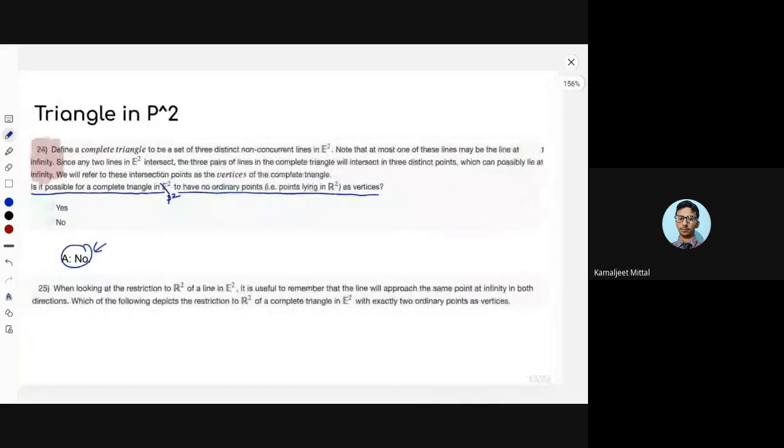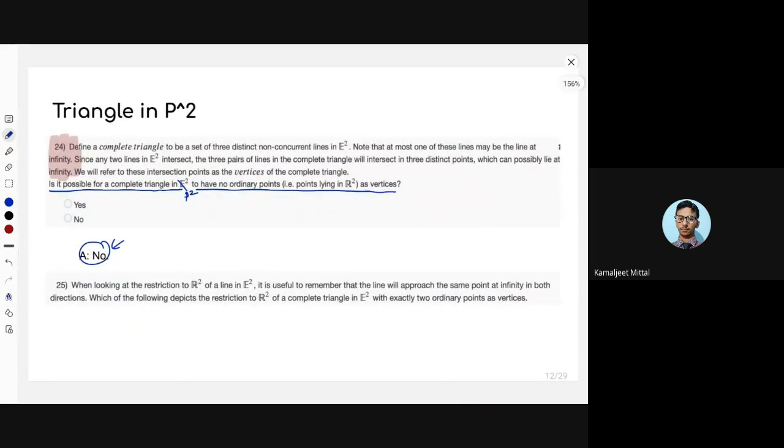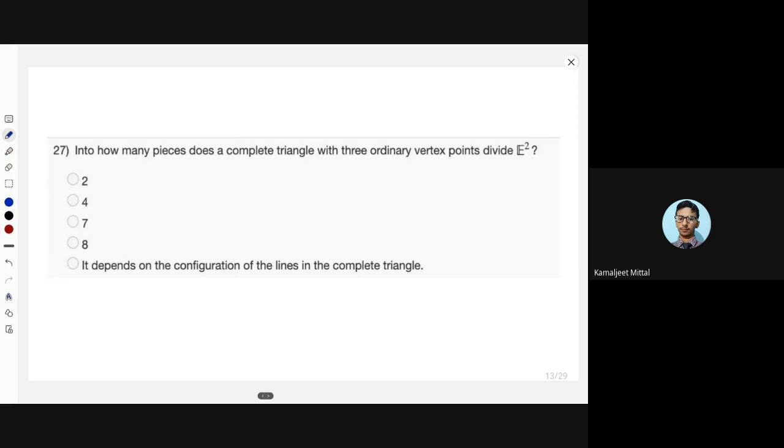The second question, the 25th, we have already seen, so I will not go into that. Now let's see the 27th question. Into how many pieces does a complete triangle with three ordinary vertex points divide E2? So you have a triangle like this.